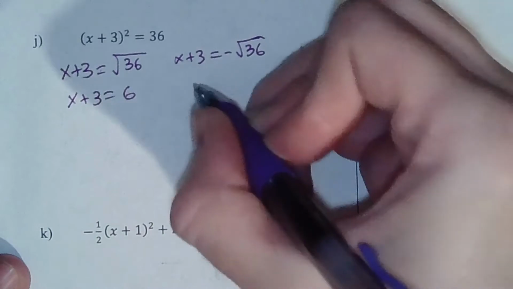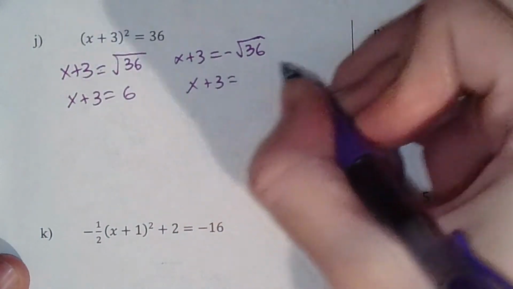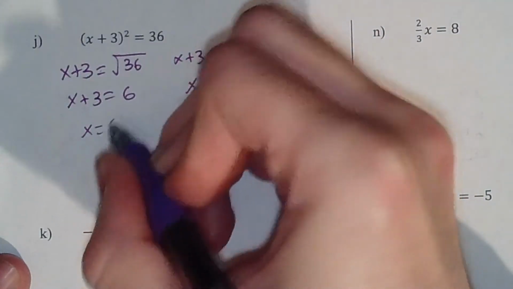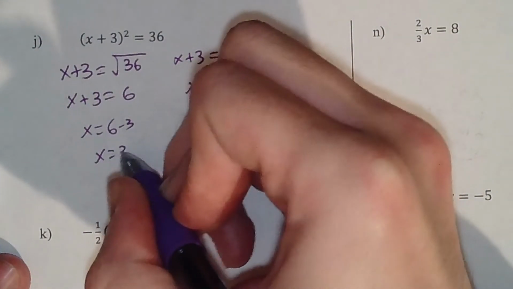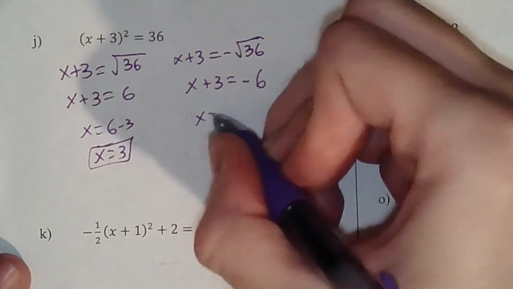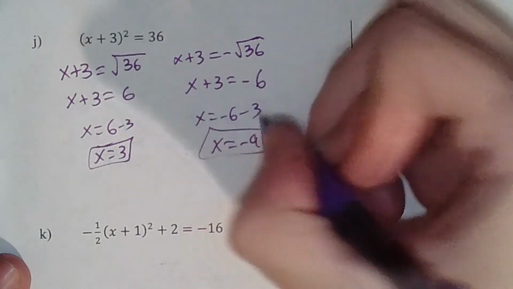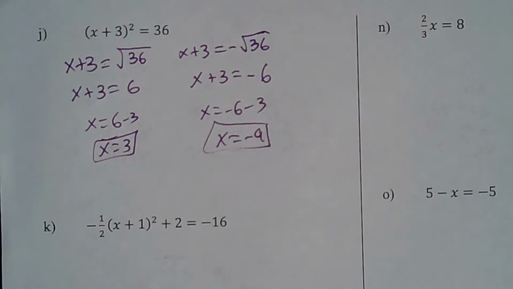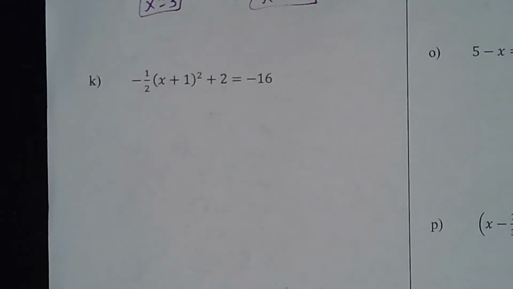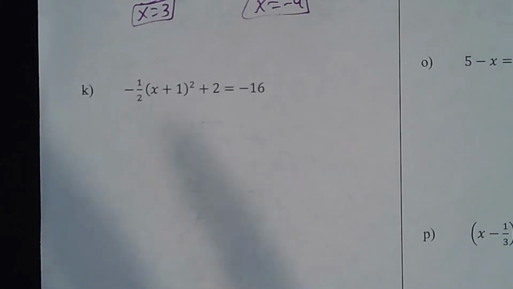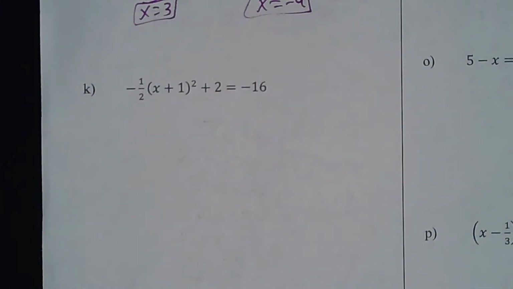Moving on, you get the 6. You get that negative 6. And then we got 6 minus 3, x equals 3. And x equals negative 6 minus 3, x equals negative 9. Easy peasy. Keep it moving. Keep it moving. Letter K, don't be tricked. Because a lot of students get happy and they see that negative and they just go no real solution, but that's actually not true. You need to wait till you're in perfect square form until you say something like that.